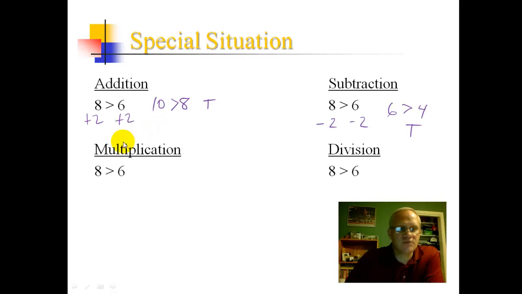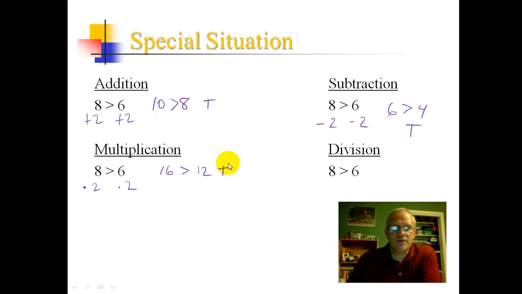Let's look at multiplication. Now I've got 8 is greater than 6 down here. What happens this time if I multiply by 2 on both sides? 8 times 2 is 16. And 6 times 2 is 12. Is that true? 16 greater than 12? Yep, it's true. Good. So we're looking pretty good here.